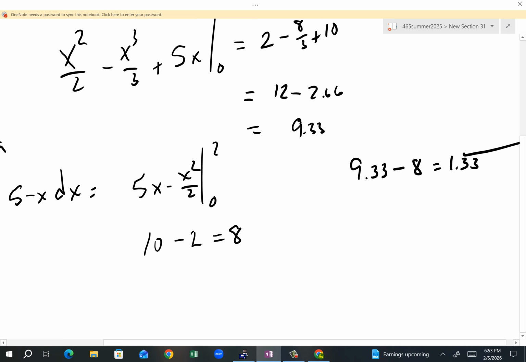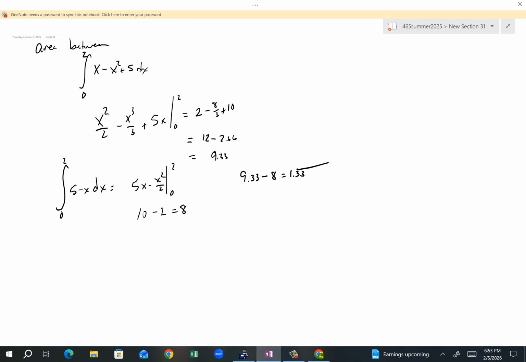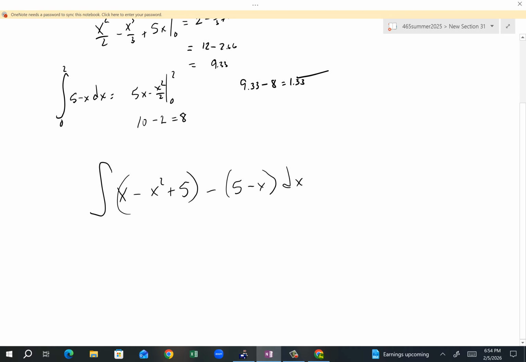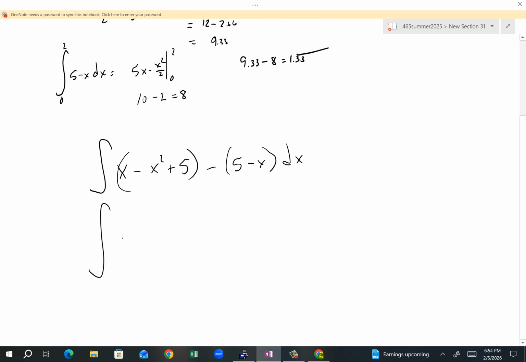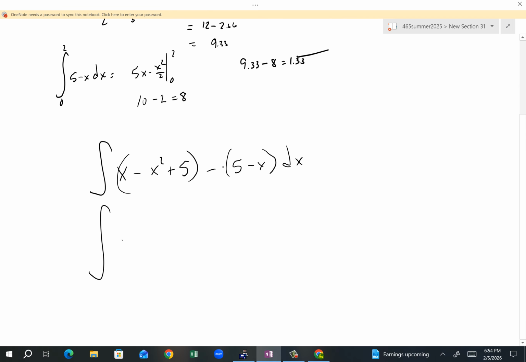Nice. But Groom, you said we could do it in one fell swoop. I did say that, didn't I? So watch me. That's x minus x squared plus 5, the top function minus the bottom function. And if you do this, lo and behold, what do you get? This becomes minus 5 and plus x. So you're going to get 2x minus x squared, and then the 5's go away.